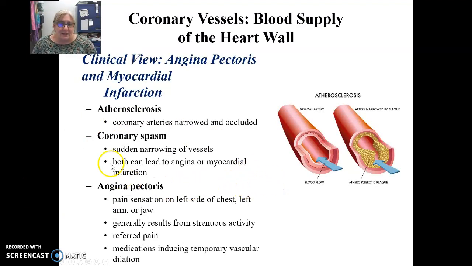So some disorders associated with the heart. We have atherosclerosis, which is known as hardening of the arteries, usually associated with plaque buildup. So this could be cholesterol and fatty tissues building up, causing the artery to harden, and blood flow slows down. This can lead to a coronary spasm, where the blood vessel actually starts to contract, and that leads to pain associated with the heart, known as angina.